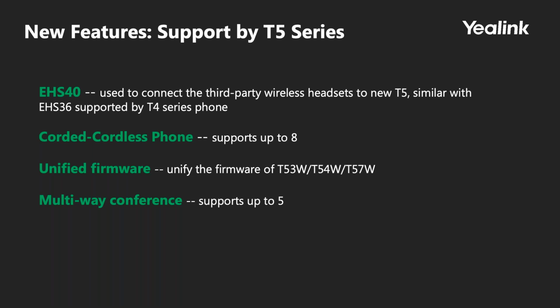There's a unified firmware between all T5 phones that run the Linux operating system, so 53, 53W, 54W, and 57W all use the same firmware edition, so that cuts down on storage space and upgrade times, and this makes that overall ongoing management process that much smoother and easier. And then we see local phone support for conferencing. So instead of using a conference bridge, if you want to have a 5-person or less meeting, these phones will support local 5-way bridging just by dialing an extension. So that's a nice cost saver as well.